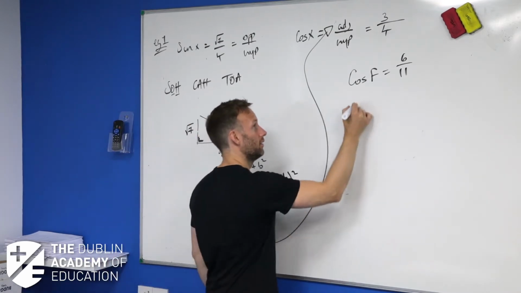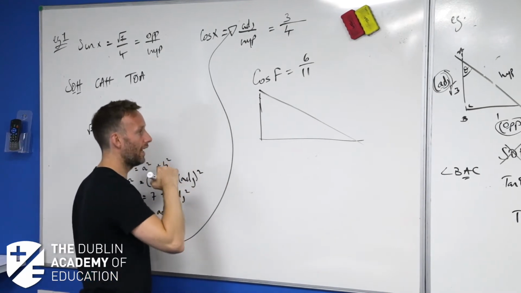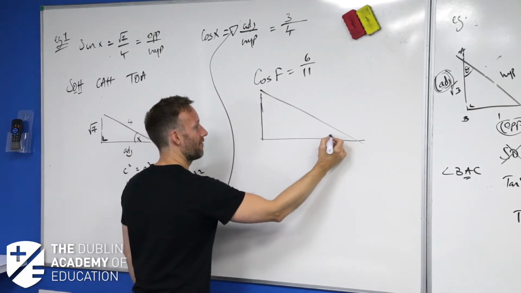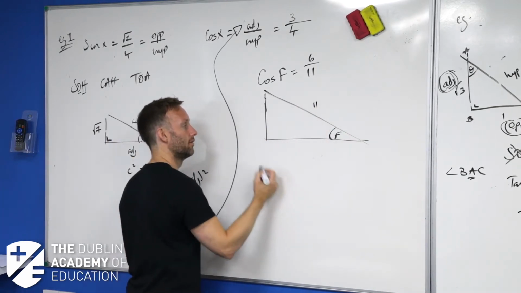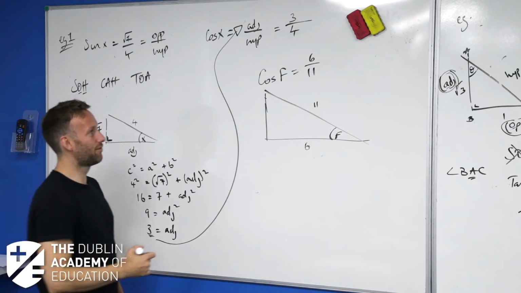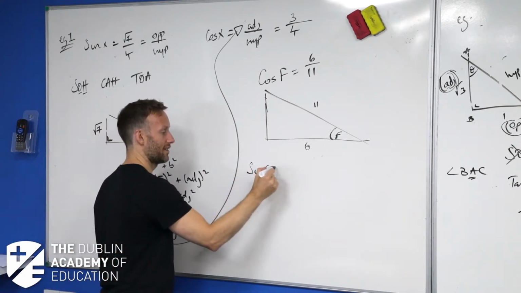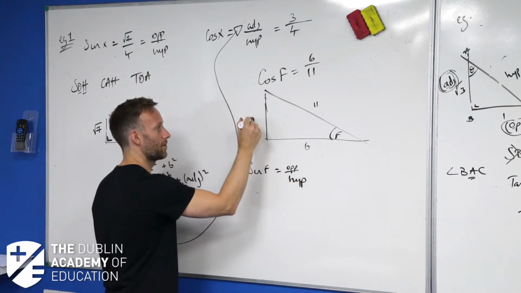So if we were to do that, right, so there's our right angle triangle. We would have our f here. Right, there's our f. That would have to be 11. That there would be the opposite. This would be the adjacent, which is 6. And we're asked to find sin f. And what's sin f? It's the opposite over the hypotenuse. So we need to find this here, the opposite.